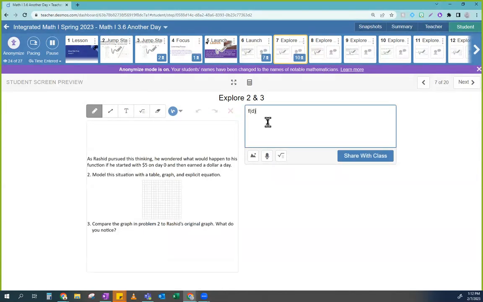F of d. And by the way, some of you are saying this wrong and I'm catching it on your Flipgrids. For those of you who are practicing your words on Flipgrids, that's awesome because I'm able to catch what you aren't saying correctly. Some of you are calling this FD or FX, right? Just say f of d. Okay, we're saying how much money do you have on day d?